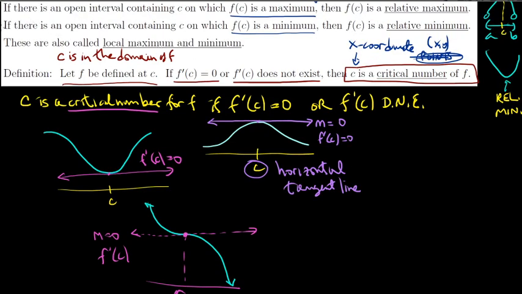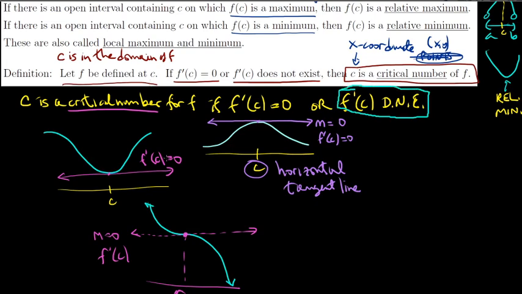But you can see there is some relationship here between being a critical number and possibly being a maximum or a minimum. We'll get to that a little bit later. So that's one possibility, if the derivative is 0. Or what if we have this possibility where the derivative fails to exist?